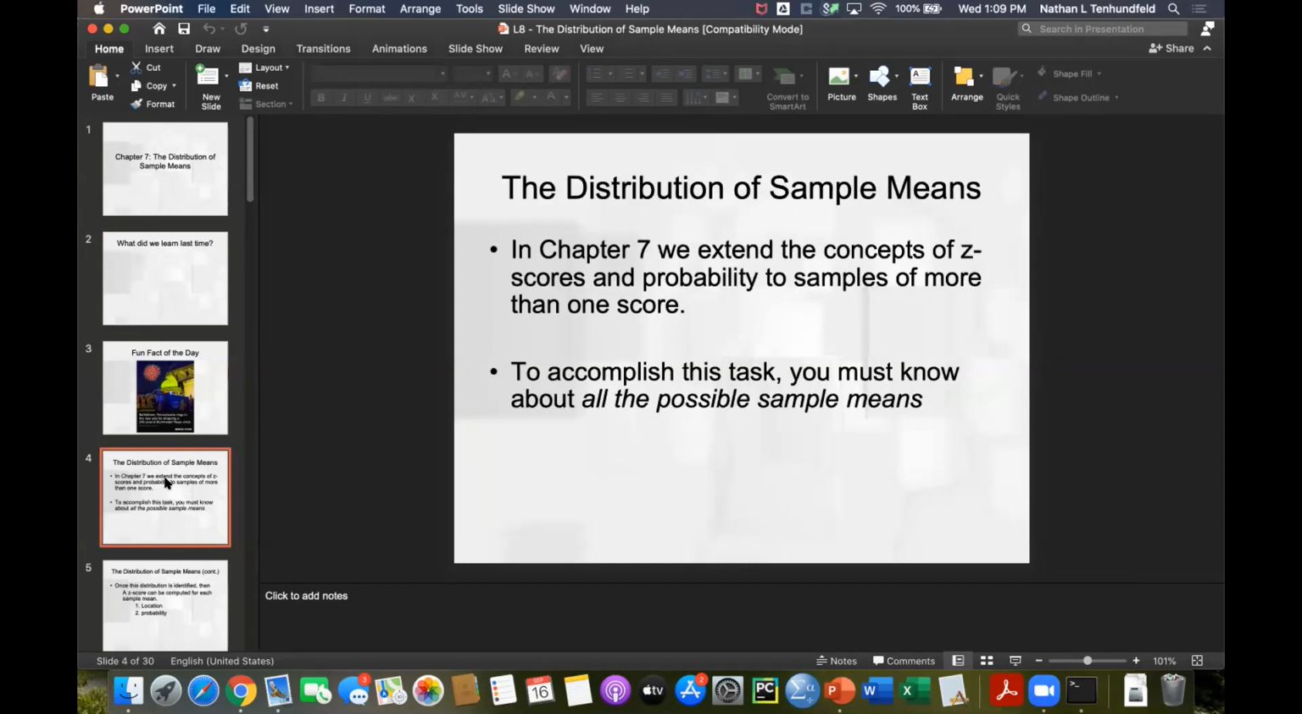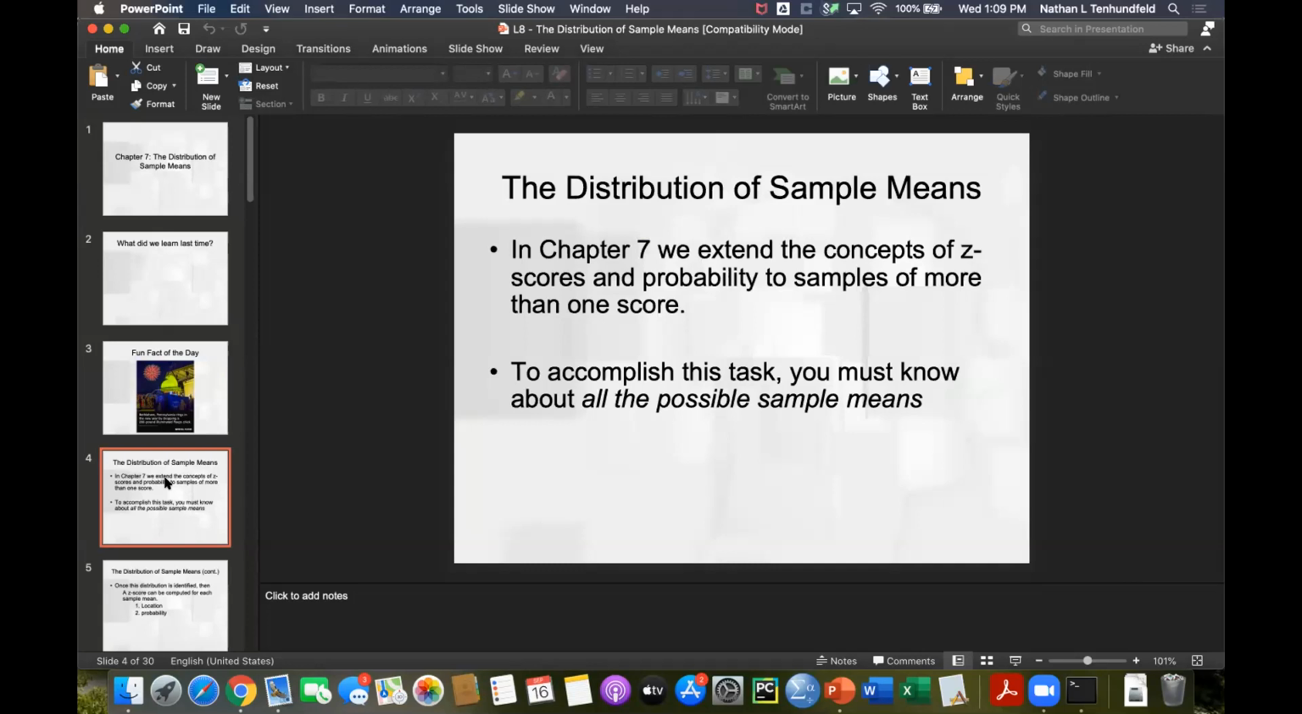All right. So today we are talking about the distribution of sample means. And so in chapter 7, we talked about extending the concept of the z-scores and the probabilities to samples of more than one score.